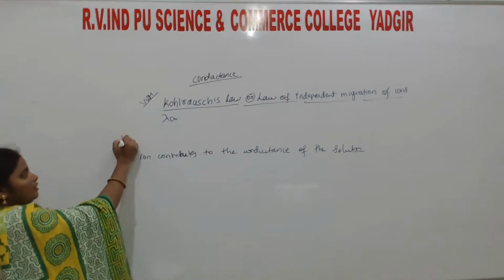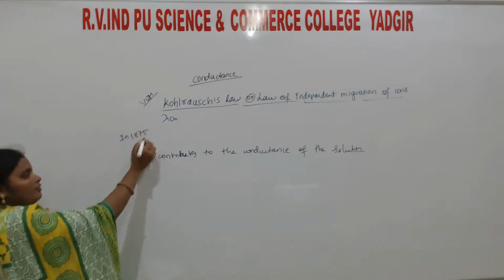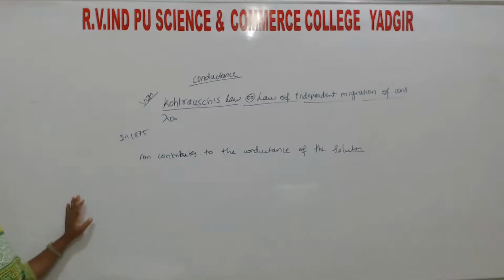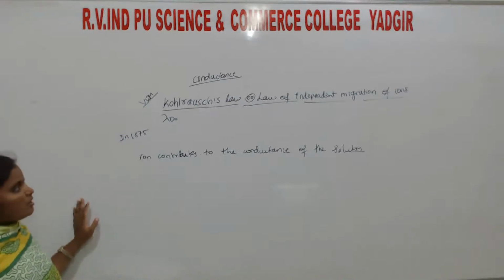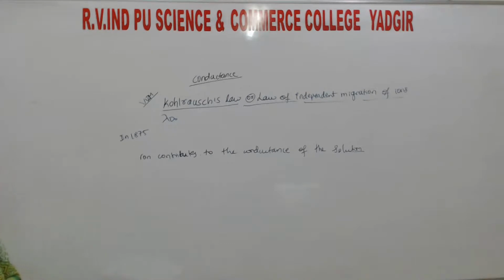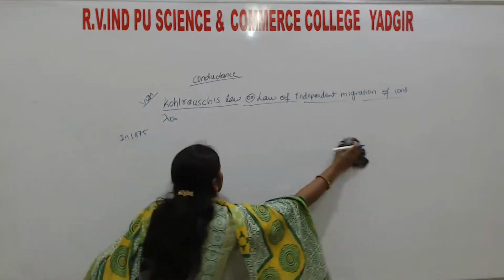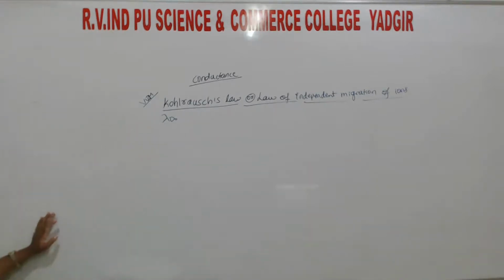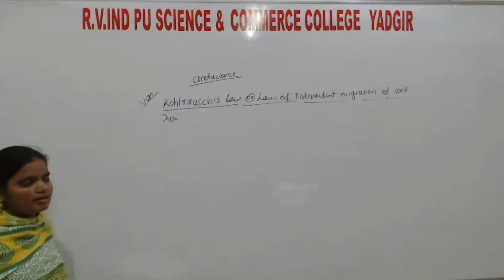In 1875, he initiated a generalization, the law called Kohlrausch's law. This is a one mark question: state Kohlrausch's law. The equivalent conductance of an electrolyte at infinite dilution is equal to the sum of the equivalent conductance of the component ions. This is the statement of Kohlrausch's law.